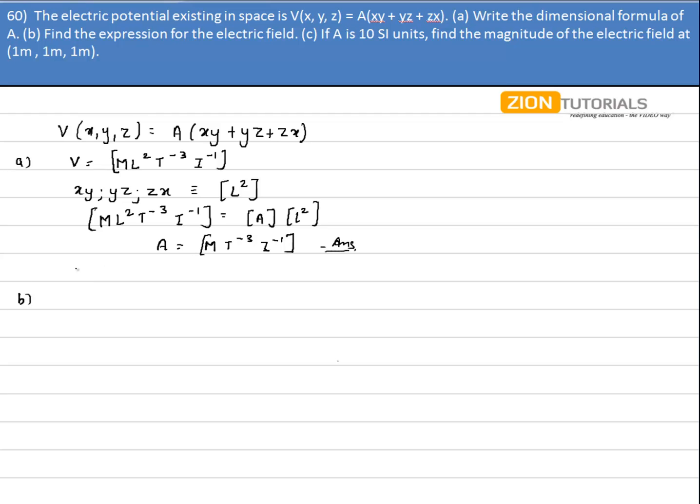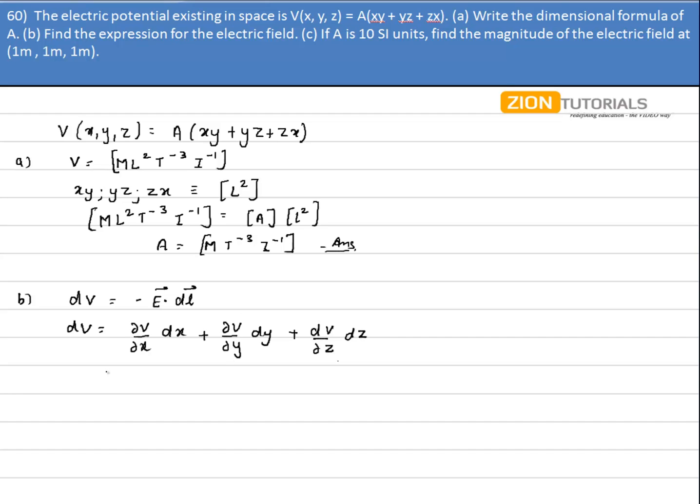Now in the second part we have to calculate the expression for the electric field. We know that a small change in electric potential is given by minus E dot product with the length vector. So dV here is calculated by a formula, which is pretty standard, but the formula is dV = (∂V/∂x) dx + (∂V/∂y) dy + (∂V/∂z) dz.